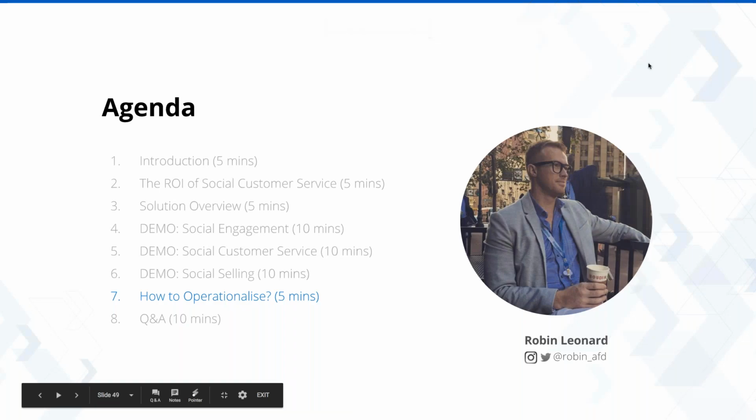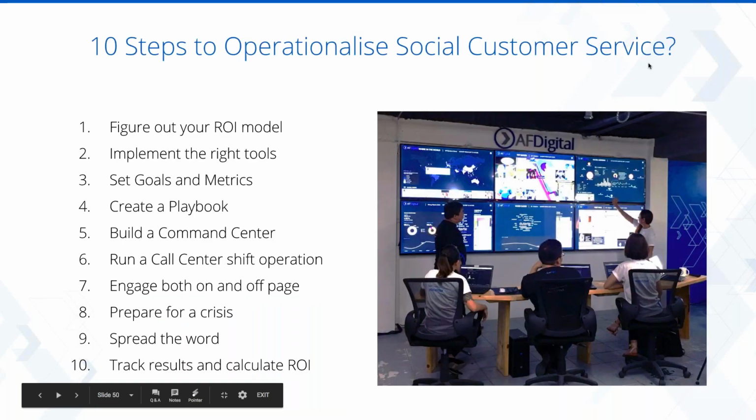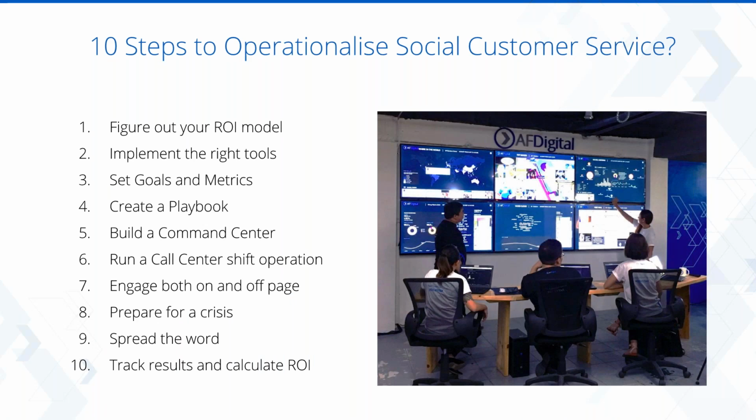All right, so we've got about 15 minutes left. We've got good time. So let's just talk quickly about how to operationalize social customer service. First, I think the biggest challenge large companies face is figuring out the ROI of social. You've just got to figure out your ROI model. What is a lead worth to you? What is a saving from a deflected call worth to you? And that's pretty much all you need to know.